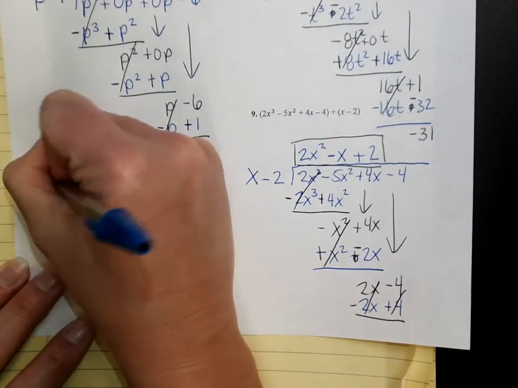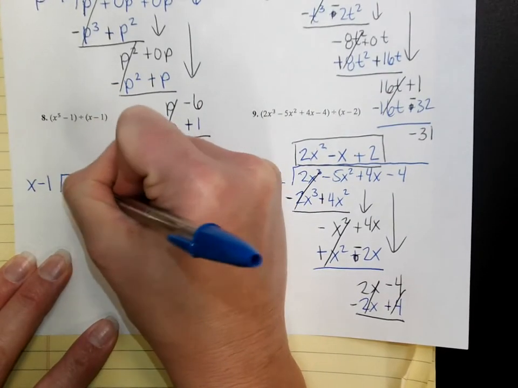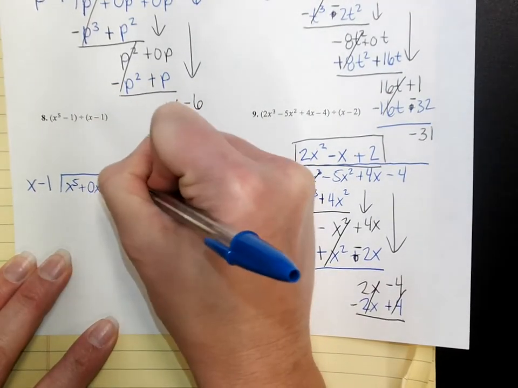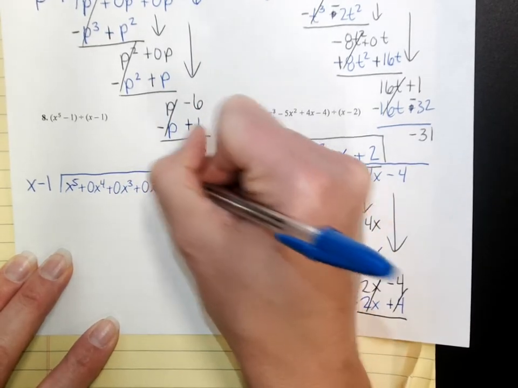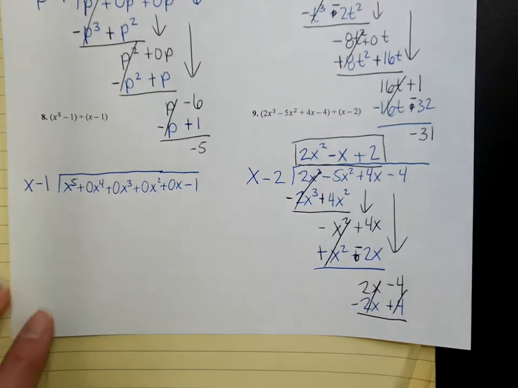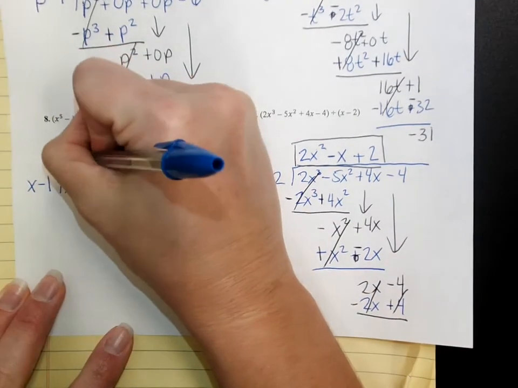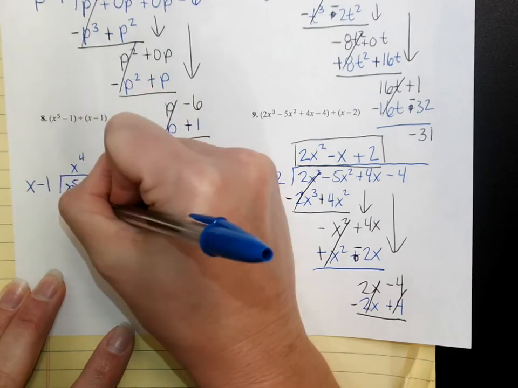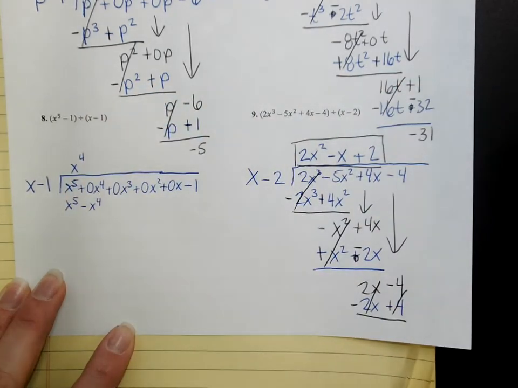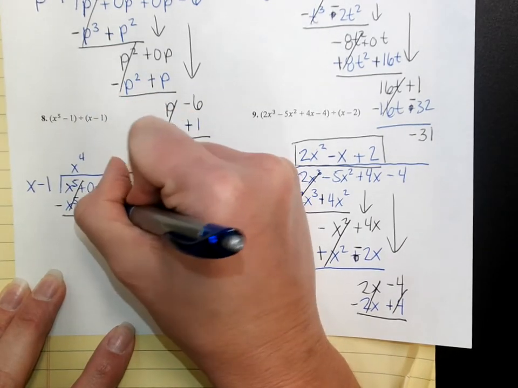X minus 1 in the house, x to the 5th, 0x to the 4th, 0x to the 3rd, 0x squared, 0x minus 1. Gross. Whew! All right, let's just do it. What do I multiply by x to equal an x to the 5th? That's an x to the 4th. X to the 4th times x, x to the 5th. X to the 4th times negative 1 is a negative x to the 4th. When you change the signs, those cancel. You're left with an x to the 4th. You bring down the 0.